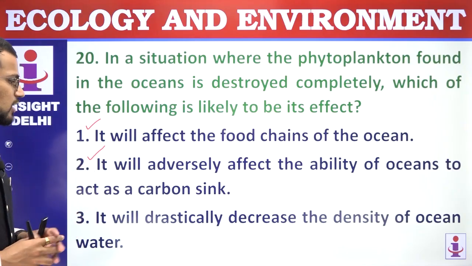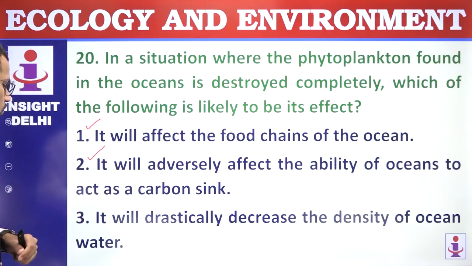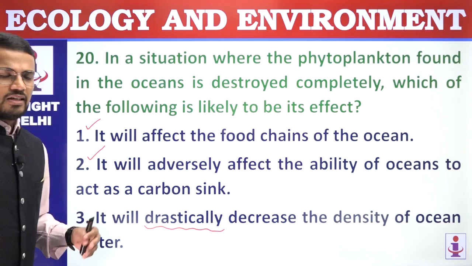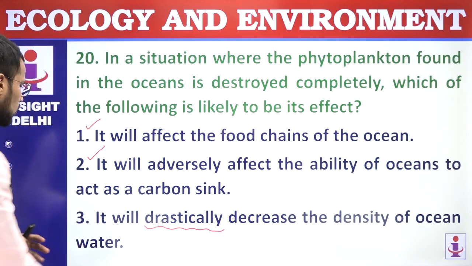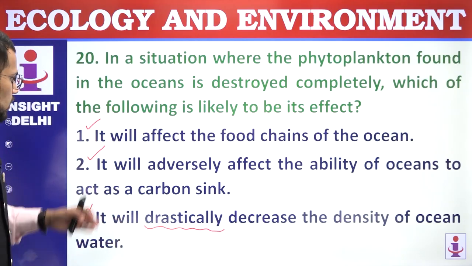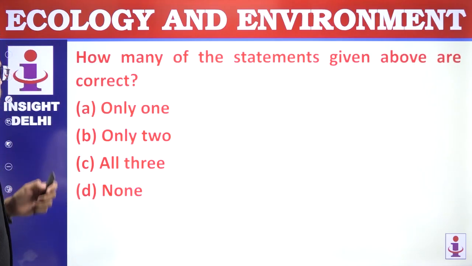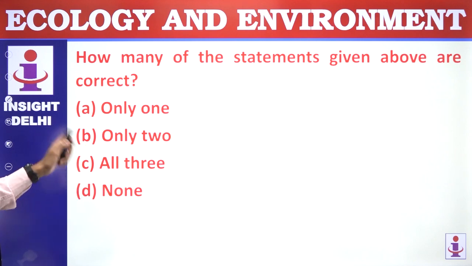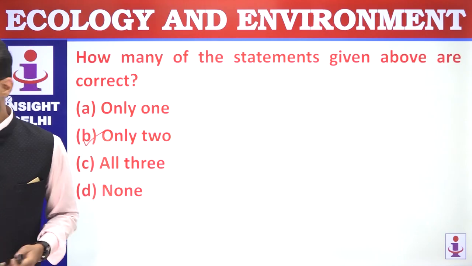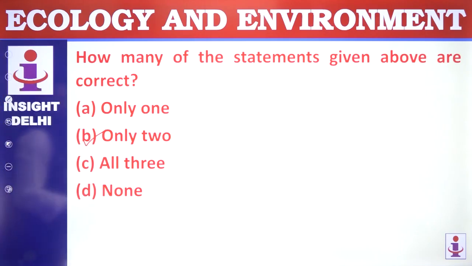Third, it will drastically decrease the density of ocean water. Now, drastically is a very extreme term, and that's why we'll not go with this particular statement. We'll consider it as incorrect. So only 1 and 2 are correct, and that's why the answer is 2. How many statements are correct? Only 2 statements are correct. Next question, question number 21.